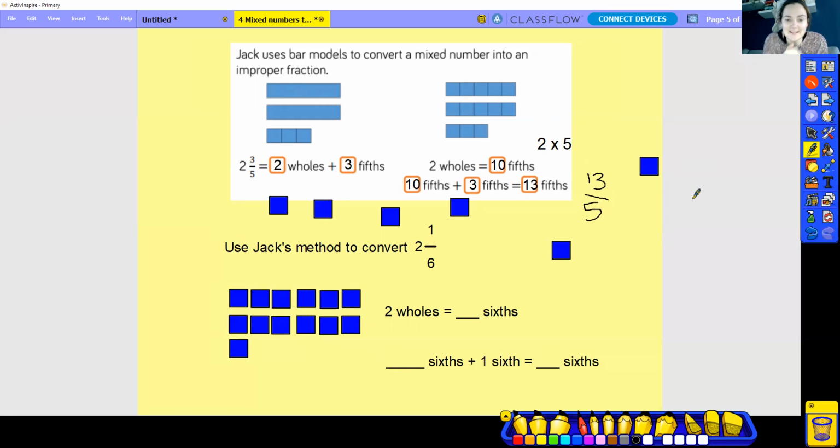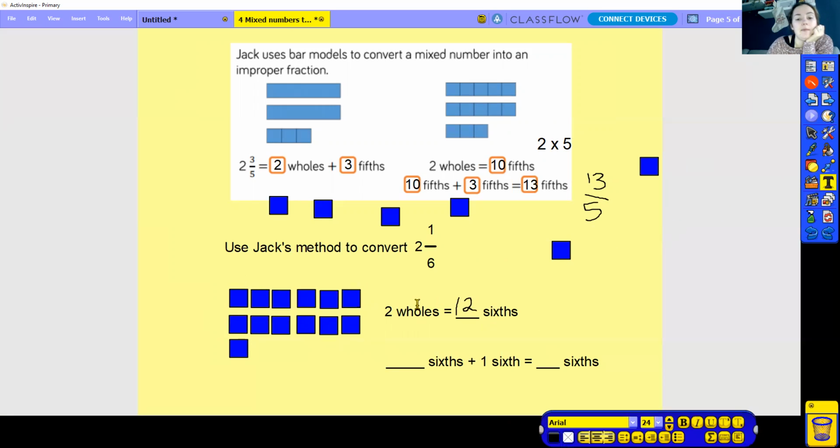Okay, let's go through it together. So 2 wholes is equal to how many sixths? So we've got 1 whole here and then the second whole there. So we're adding up how many we've got in total. So 1, 2, 3, 4, 5, 6, 7, 8, 9, 10, 11, 12. So we've got 12 there. So the answer is 12 sixths. Now, if I was going to do that as a calculation, it's out of 6. And we've got 2 whole ones. So the calculation we're doing here is 2 times 6. So 2 times the 6 gave me 12. And then obviously we've got the 1/6 left over, which is this one here.